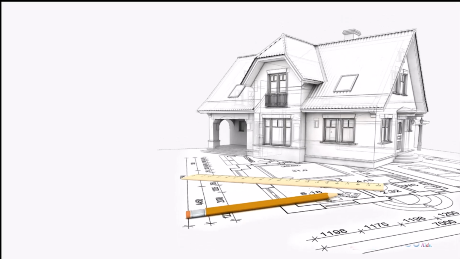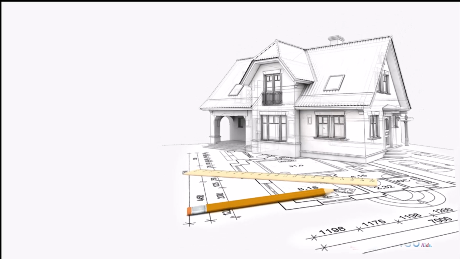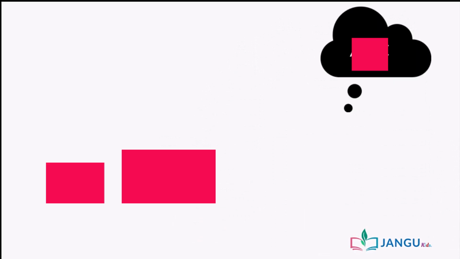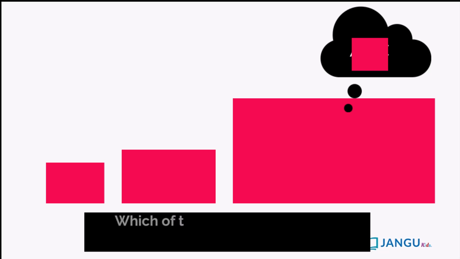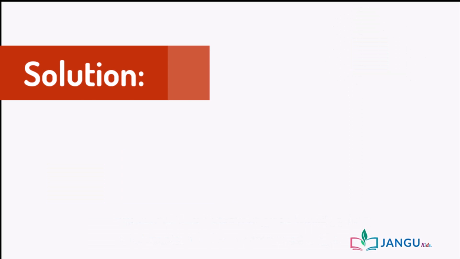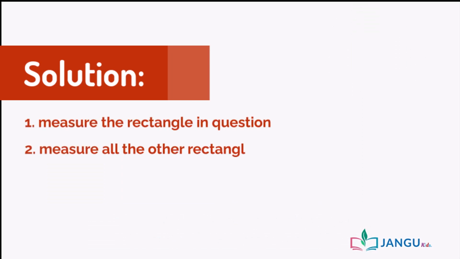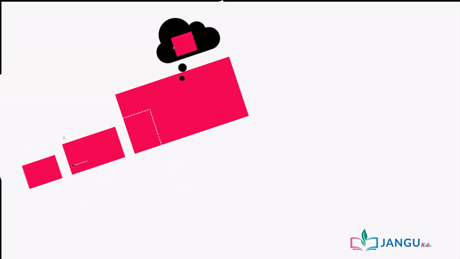Having learned about scale drawing, can you use that knowledge to solve problems and quantitative reasoning problems? Like finding out which of the following rectangles is a 1:4 scale of the above rectangle. Well, to answer that question, just measure the rectangle in question and then measure all the other rectangles to find out which one is exactly 4 times the size of the original rectangle, since the scale is 1:4.